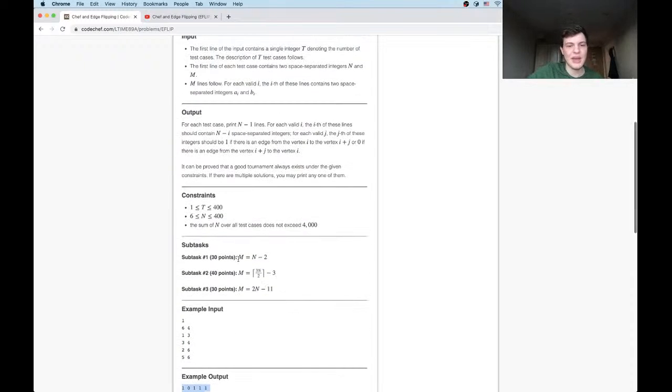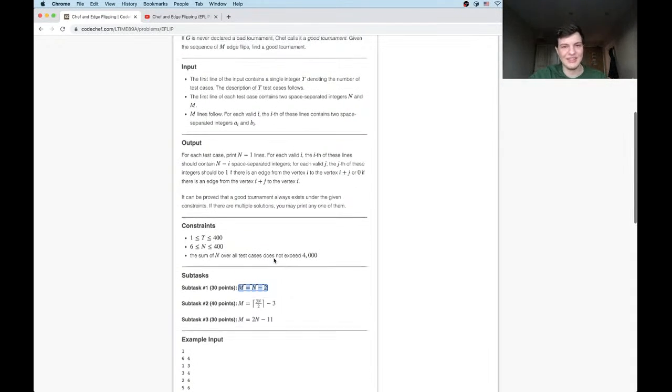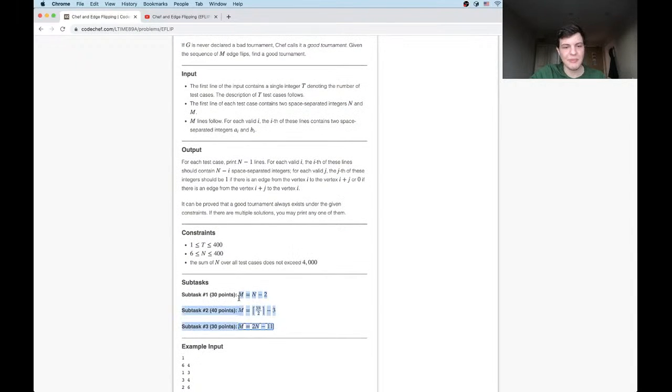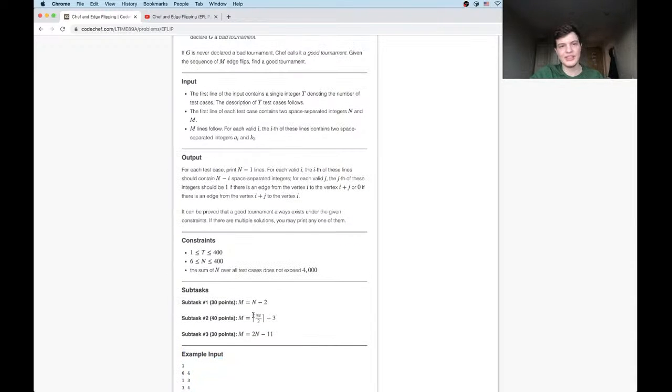And then we are given m, which is the length of this sequence of flips. You can clearly see that m increases over the subtasks. The main reason for this is that the longer your sequence of flips is, the harder it is to actually find an initial graph that will work. Simply because if it's shorter, you have fewer edge flips and fewer strongly connected graphs you need to avoid.